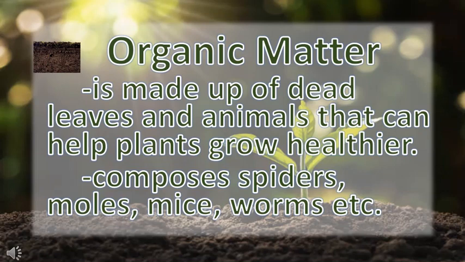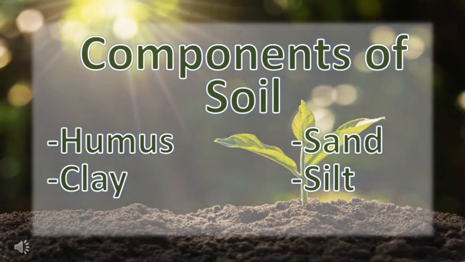Organic matter is made up of dead leaves and animals that can help plants grow healthier. It also includes spiders, moles, mice, worms, and other animals that live underground. Next, we are going to learn about the components of soil: humus, clay, sand, and silt.